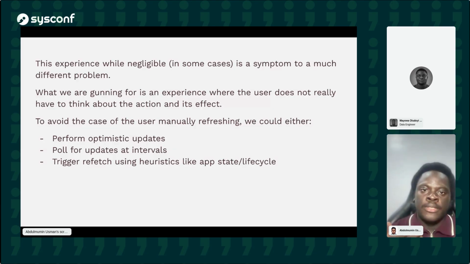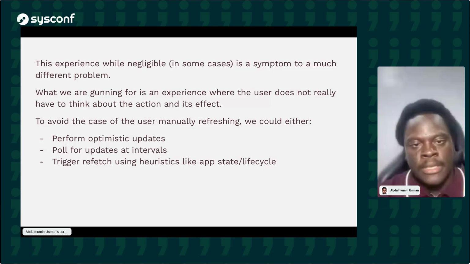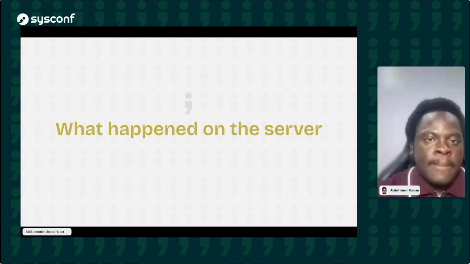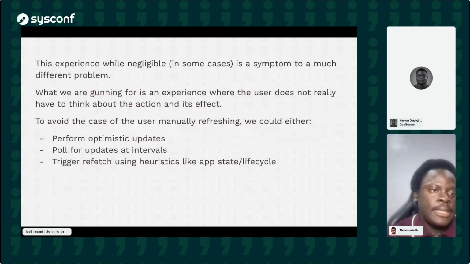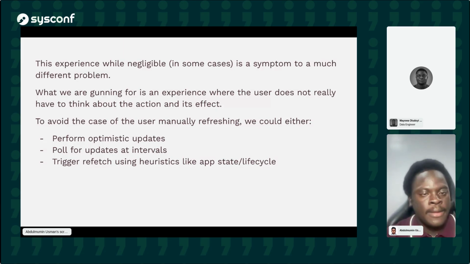Or the user blurs out that screen, maybe goes to another screen within your app and comes back to that screen. You can also use that heuristic to say, okay, let me just trigger that refresh again. But it's heuristics, it's not deterministic. It doesn't truly state what is actually happening on the server, right?